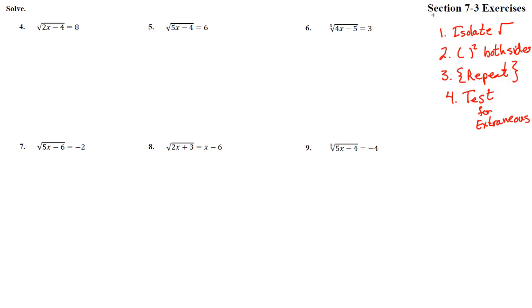Here we are in section 7-3, exercises 4 through 9. Here we're told to solve. We have radicals, square roots, and cube roots. And we're told, first step, remember, isolate the square root. Then we square both sides, or in this case, cube both sides, to get rid of the square root. That's how we undo it. And we may have some tough problems where we need to repeat that.